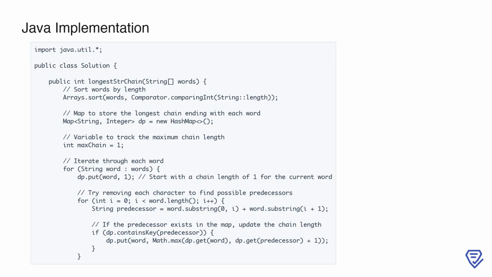For each word in the array, we initially set its chain length in DP to 1, assuming it cannot form a chain with any other word yet. Then, we iterate through each character of the word, trying to remove it to create a potential predecessor. If this predecessor exists in the map, it means we can extend the chain ending with that predecessor by 1. We update the chain length for the current word in DP to reflect this extension, taking the maximum of its current value and the chain length of the predecessor plus 1.